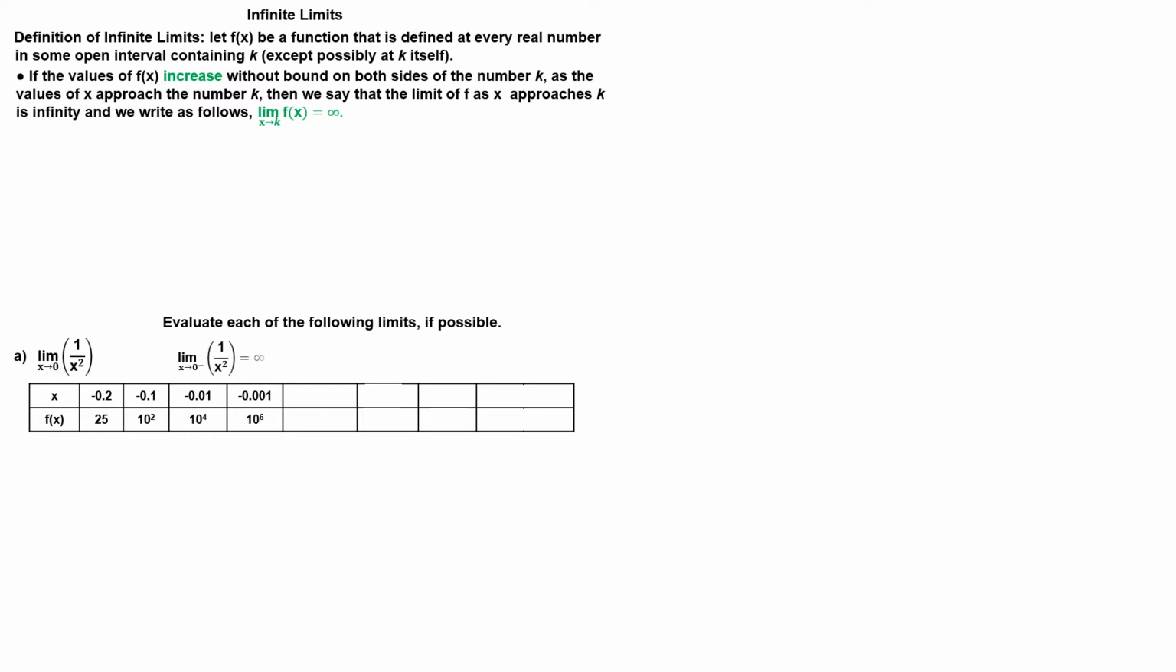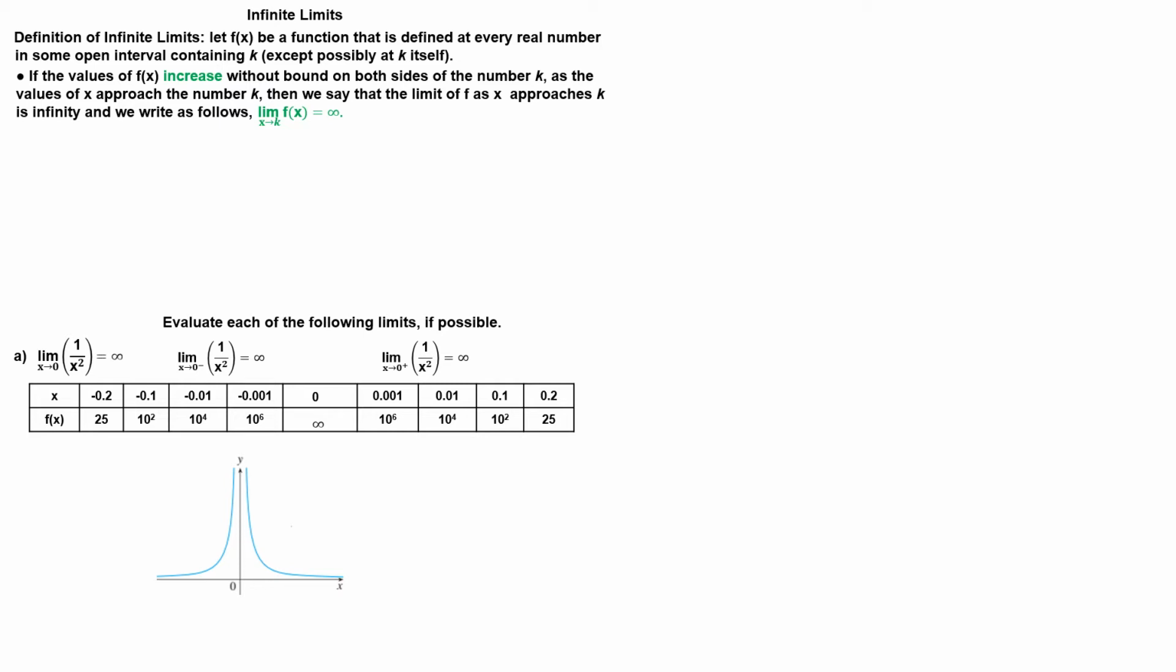In the same way, we can see that the values of a function increase without bound as values of x approach the number 0 from the right. Symbolically, we write the limit of f as x approaches 0 from the right is positive infinity. The graph shows the behavior of the function. Since the limit of f as x approaches 0 is infinity from both the right and left, we can say the limit of f as x approaches 0 is infinity.